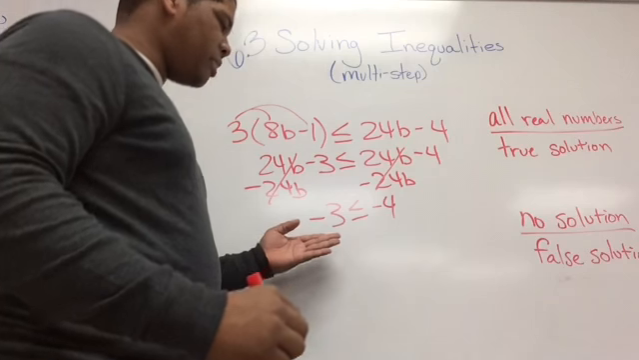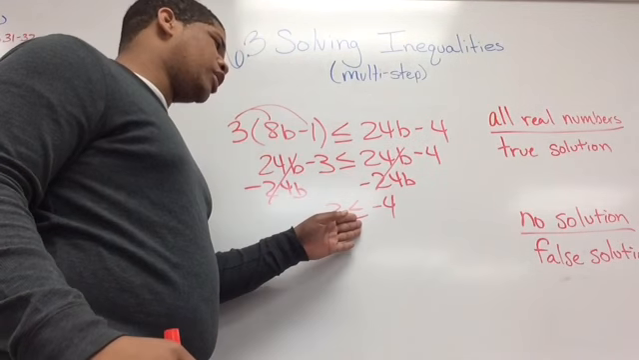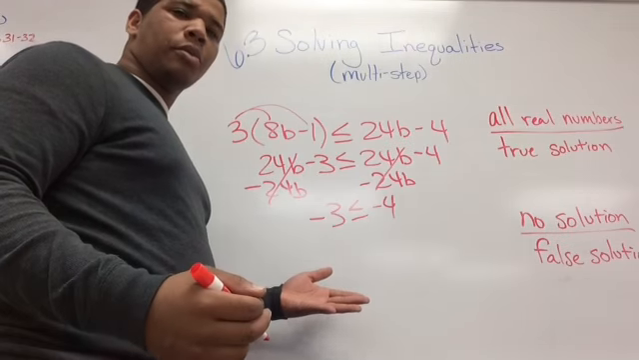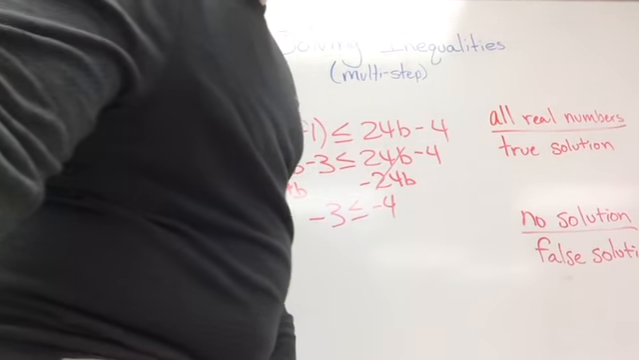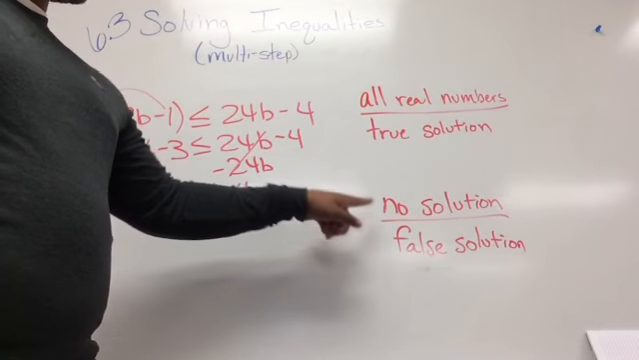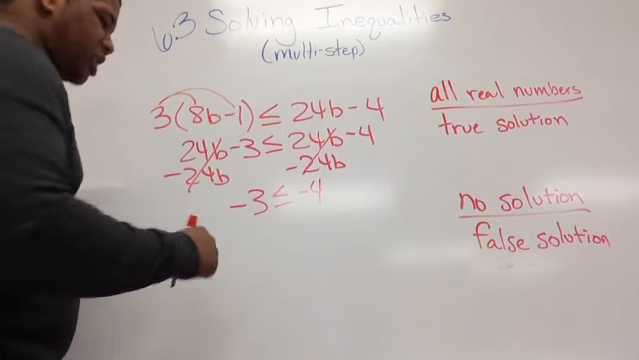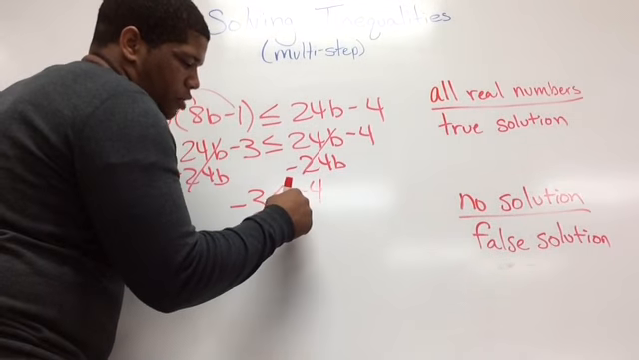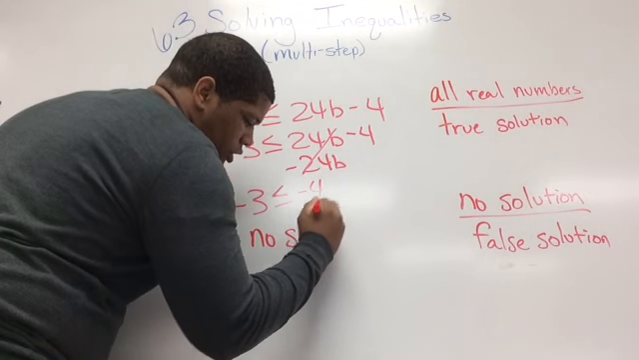Now, let's look at this statement. Is negative 3 less than or equal to negative 4? No, it's not. So we know that this is a false statement. And if we look back over here, if we have a false statement, that means that our answer is no solution. So down here, where it says negative 3 is less than or equal to negative 4, I'm going to put no solution.